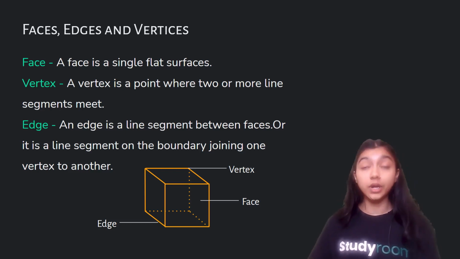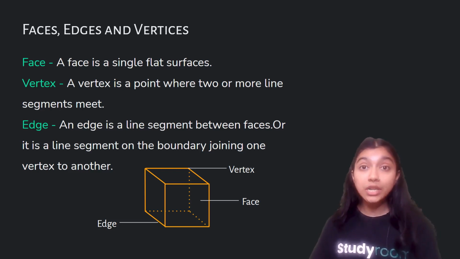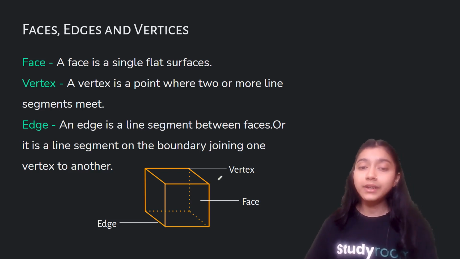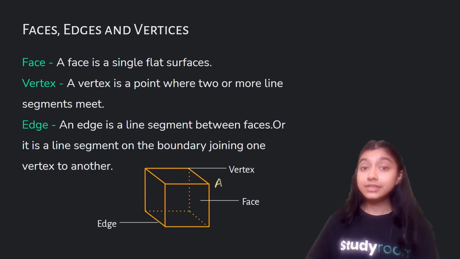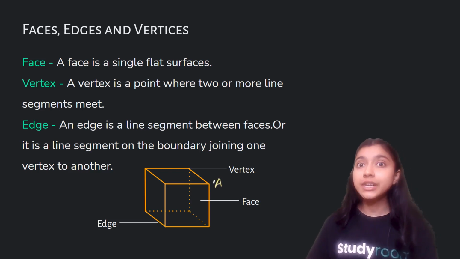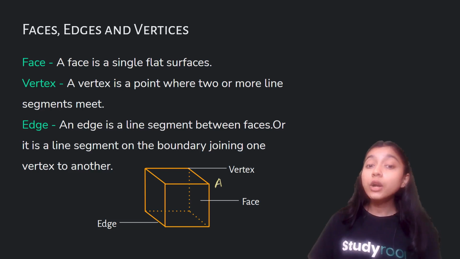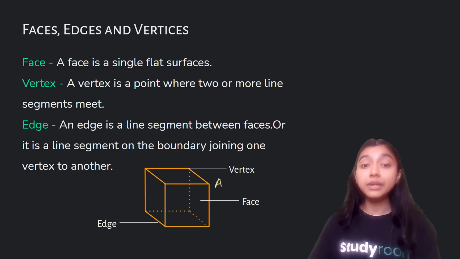Next up, we have vertex. What is a vertex? A vertex is actually the point where 2 or more line segments meet. Let us take this point as A. I will say that A is a vertex. Why? Because A is a point where 3 line segments are meeting. How? We have this line segment, again we have this line segment, and again we have this line segment. So altogether 3 line segments are meeting at this particular point A. So A is known as a vertex.